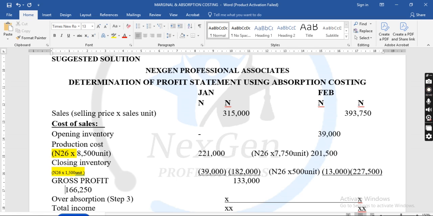You can see there is a difference in their inventory. The marginal costing has a different opening inventory cost, and absorption costing has a different opening and closing inventory cost. So these are the differences. This is what makes absorption costing and marginal costing not agree with each other, right?